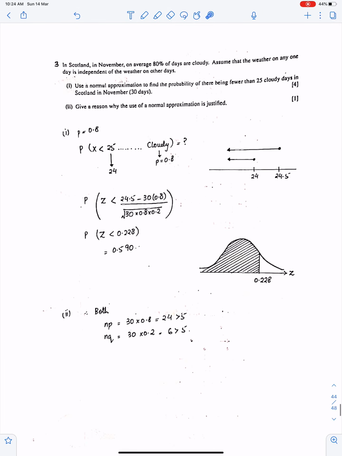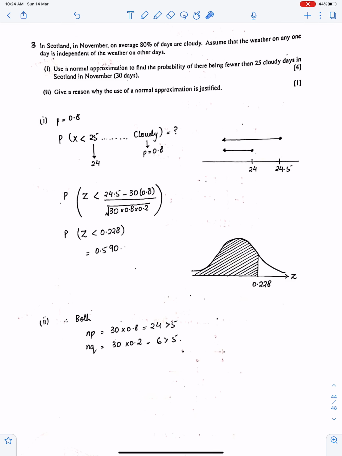This is the example. In Scotland, in November, on average, 80% of days are cloudy. This is the p of the binomial. Assume that the weather on any day is independent of other days. This is basically binomial. So p is 0.8 and n is 30. Use a normal approximation. Find the probability of fewer than 25. So we need this probability. Fewer than 25 are cloudy. Cloudy means p is 0.8.